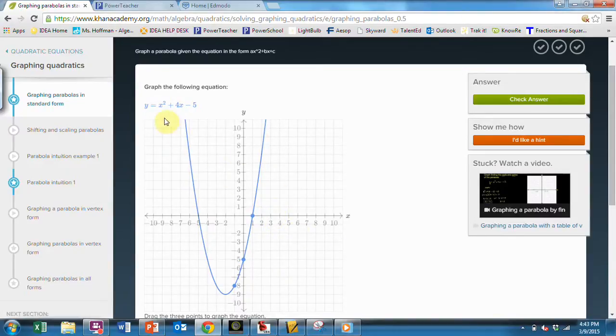And I can see here that I have a vertex at negative 2, negative 9, and I can see if I took negative b, negative 4, over 2a, over 2, I would get negative 2 as my axis of symmetry, which I have, so that's a pretty good check.